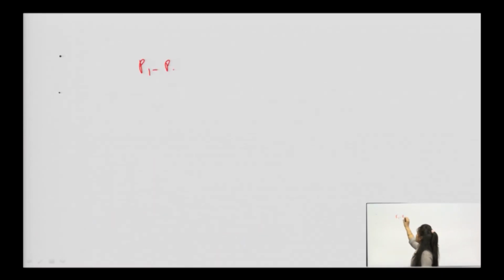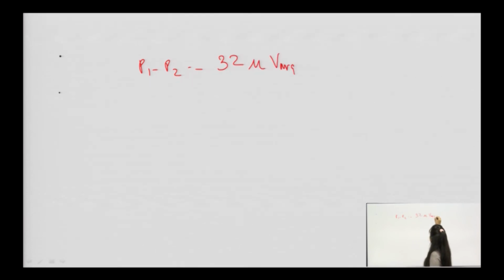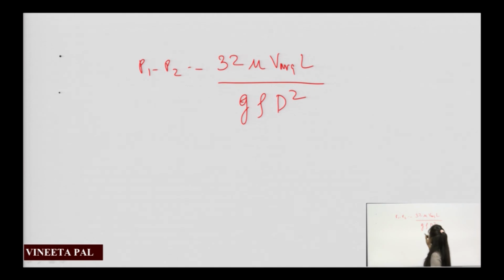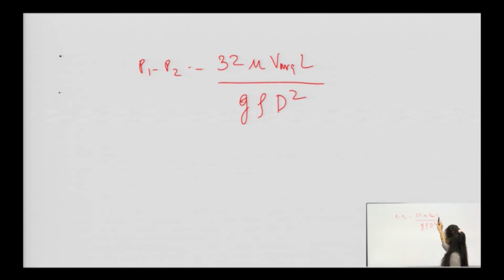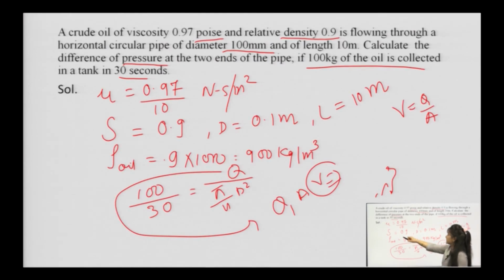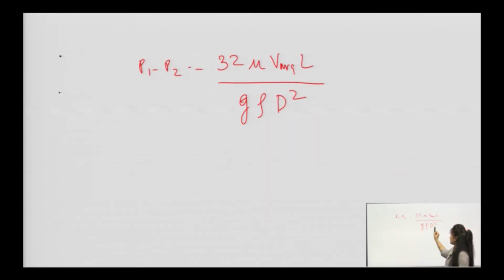We are aware that P1 minus P2 is nothing but 32 mu V average L by rho g d square. See, mu is given to you, V we have calculated previously with the help of Q and A, L is given as 10 meters, rho we have calculated with the help of specific gravity, and D is given as 100 mm, which we have converted into meters, and hence you can calculate the required pressure drop with it.